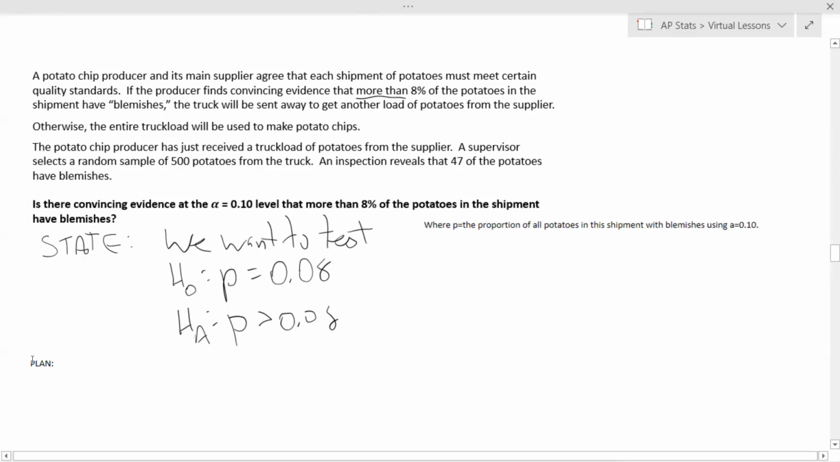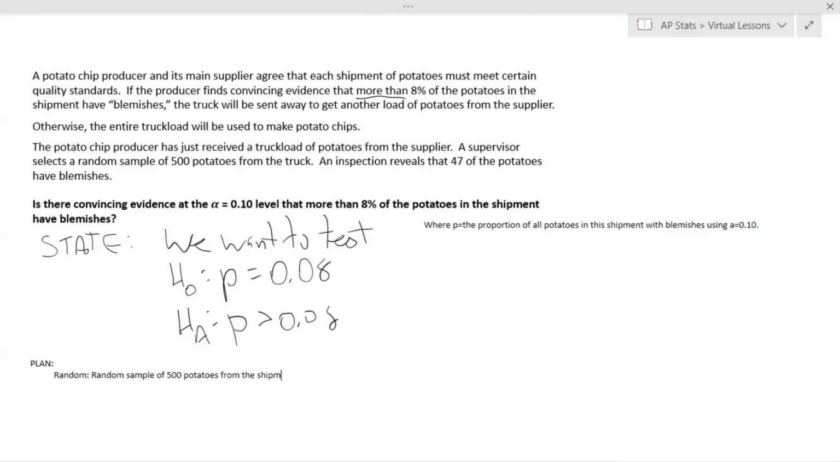And then we're going to do the plan step right here. Okay, so we got to check each of the conditions. So random, again, you can't just put a check. It was a random sample of 500 potatoes from the shipment. 10%. Again, they didn't tell us the population of potatoes, but we know it's from a big truck, so it's reasonable to assume that 500 is less than 10% of all potatoes in the shipment.